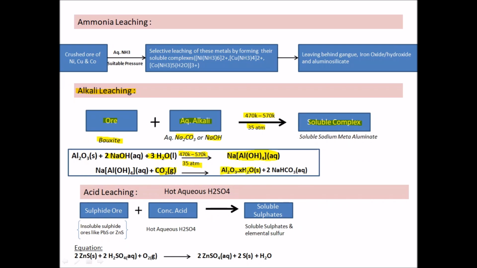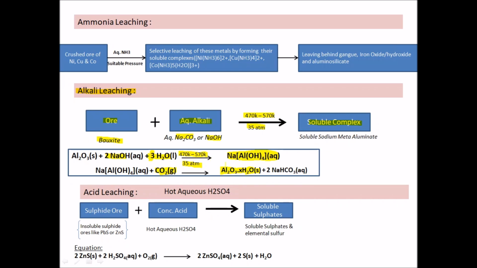This precipitate, Al2O3·xH2O, is filtered off and heated at around 1670 Kelvin, wherein pure alumina can be obtained. So this is a balanced equation in which you have Al2O3 and 2 NaOH plus 3 H2O giving us this particular complex.